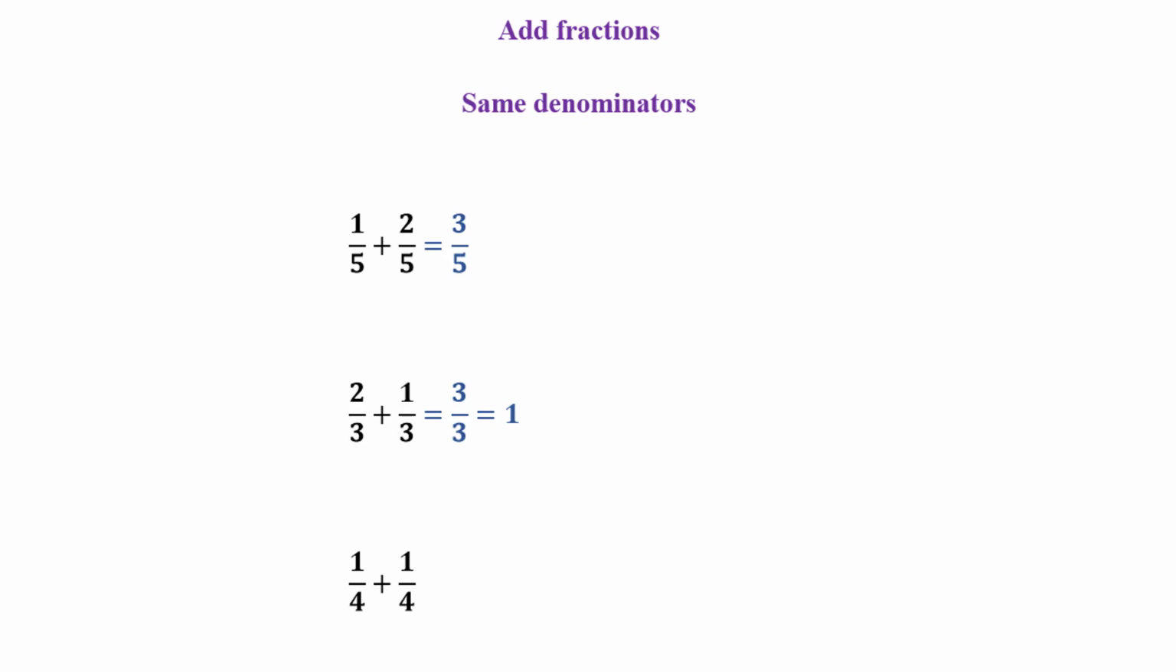What is the sum of 1/4 plus 1/4? The fractions have the same denominator 4. We write 4 at the denominator. Then we add the numerators. 1 plus 1 is 2.